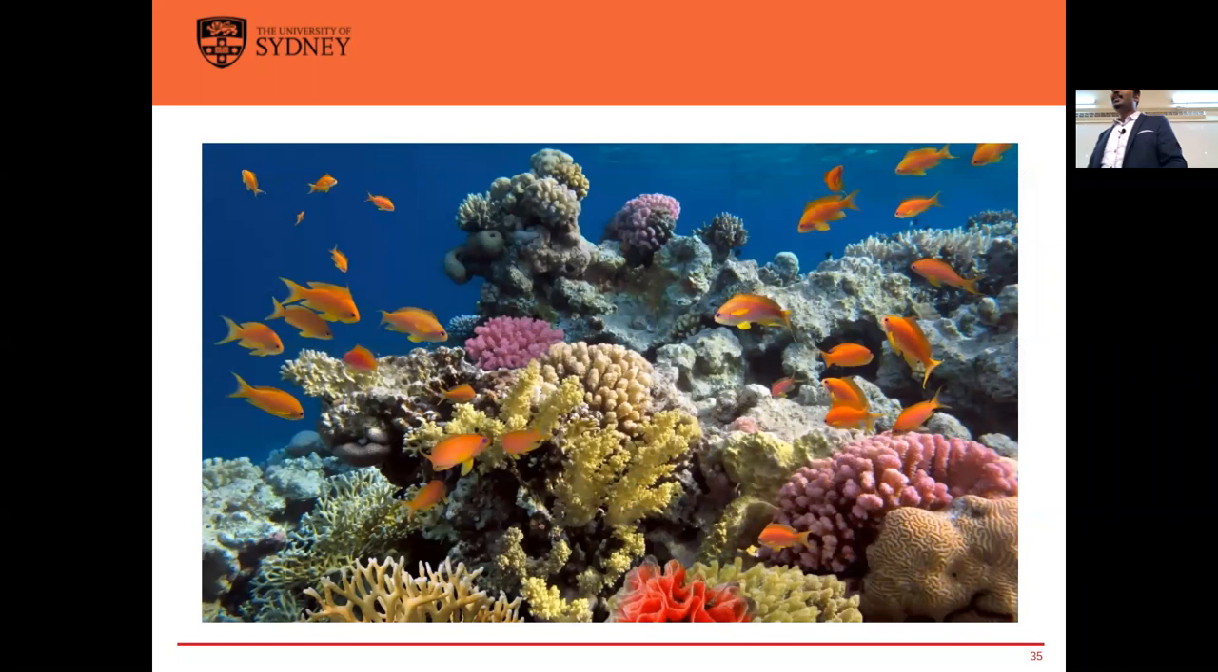And you can see here a diverse coral reef, a snapshot. And one thing to notice here is that there are different types of corals there. So these different coral assemblages produce different types of reef structures, and they have different components. They attract different types of species around them, different types of fish. They harbor and shelter the species around these areas.